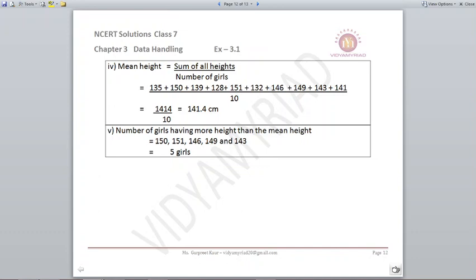Now next is the number of girls having more height than the mean height. So how many girls are there? If you see, I have written here, the number should be more than 141.4. So we can write 150, 151, 146, 149 and 143. These are all above the mean number. So there are a total of 5 girls.